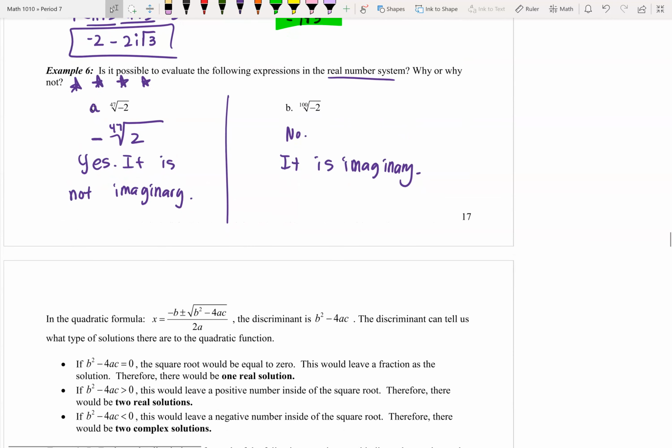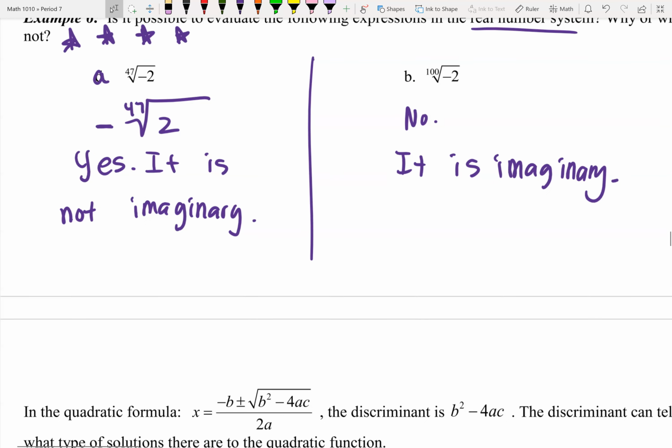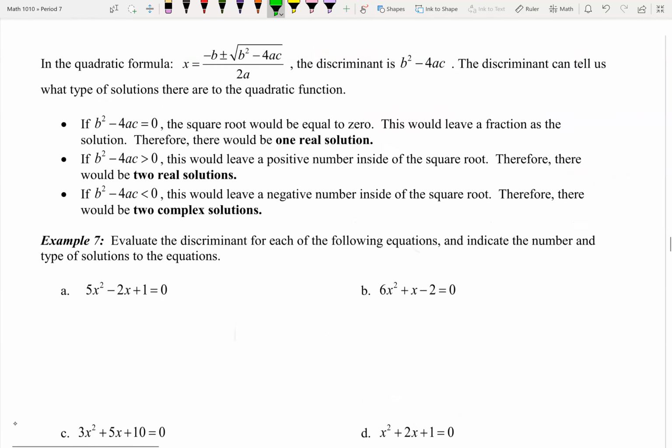I'm confused with B because they both have -2, but does it have to do with what's B squared? You guys explain. Why is B a no and A is a yes? Because the root is odd. This root is odd, so you just pull it out. This root right here, honey, is even. If you have a negative and an even, it's what, everybody? Imaginary. Okay. Does that make sense? Yeah. Okay, good.